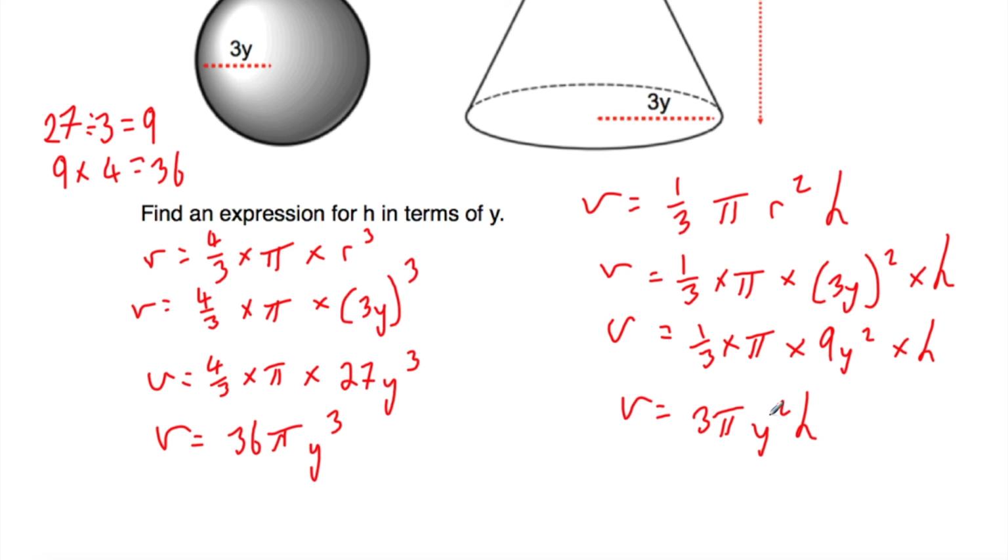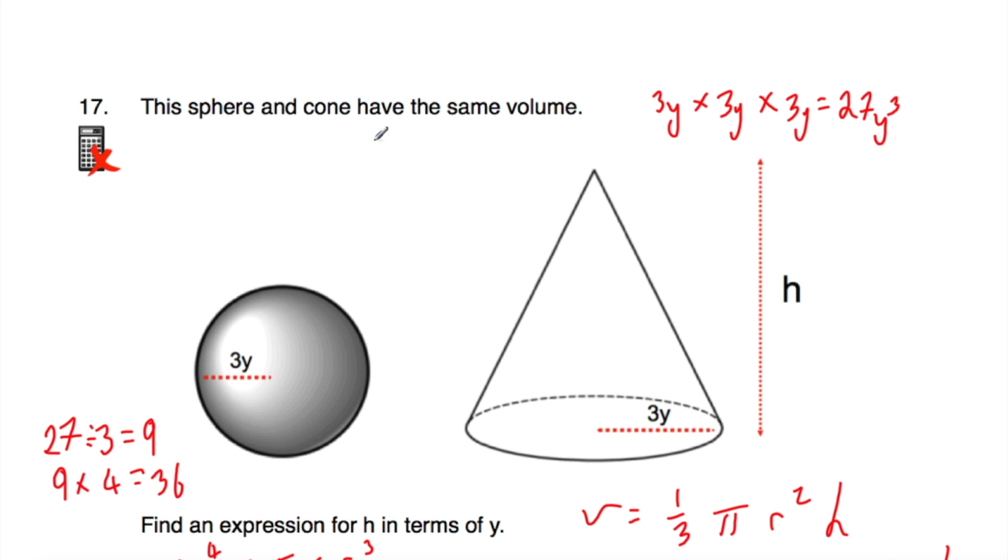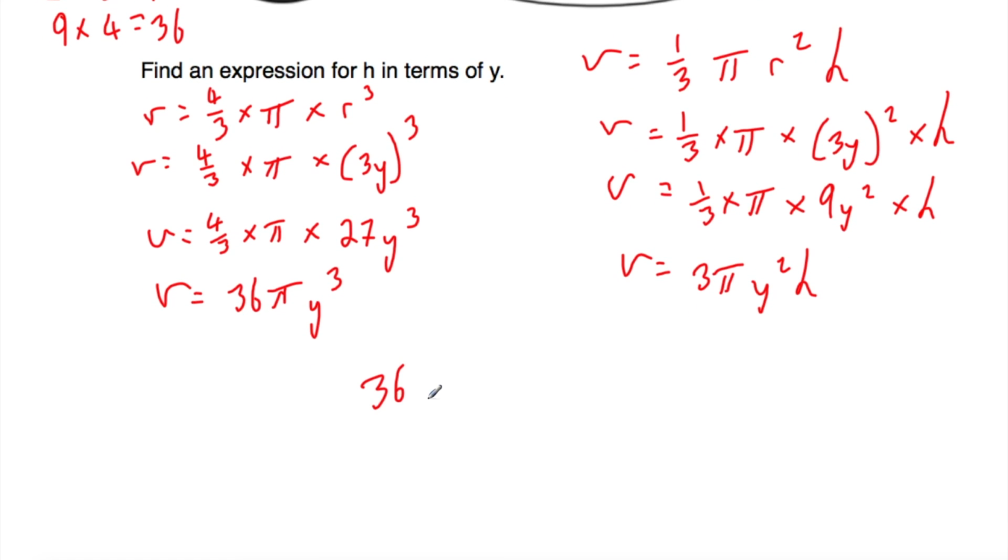So we've now got an expression for the volume of the sphere, and an expression for the volume of the cone. And we know that they're equal to each other because we're told in the question the sphere and the cone have got the same volume. So let's put them equal to each other. It'll be 36 pi y cubed is equal to 3 pi y squared h. So we put the two volumes equal to each other.